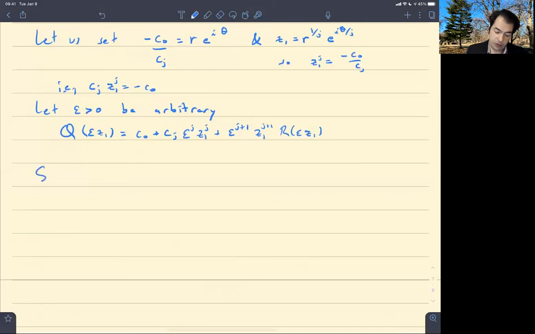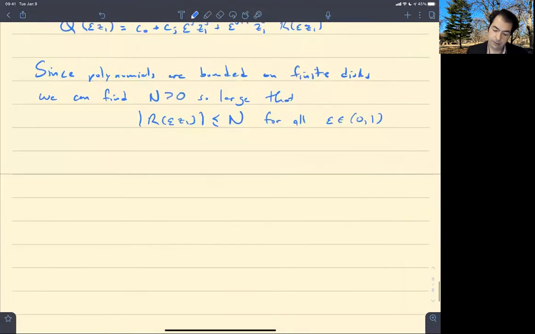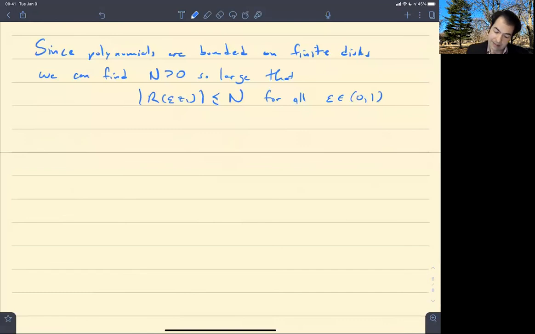Okay, now since polynomials are bounded on finite disks, we can find some positive number N so large that this last term, R evaluated on epsilon C1, is bounded in modulus by N for all epsilon in the unit interval. Okay, using that, here we go.